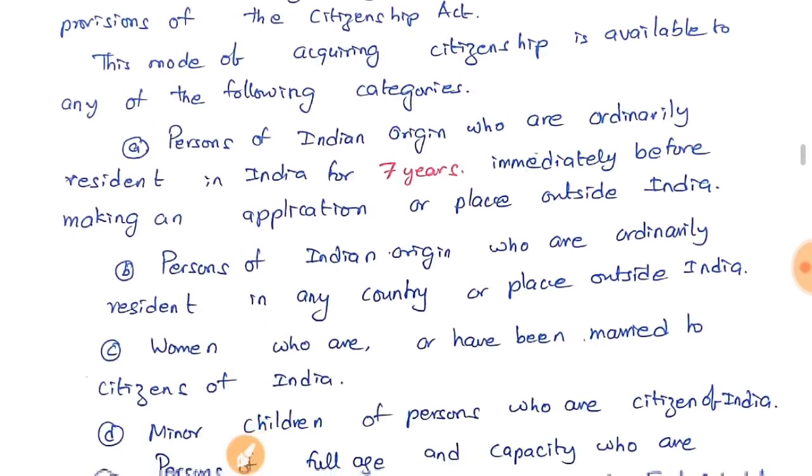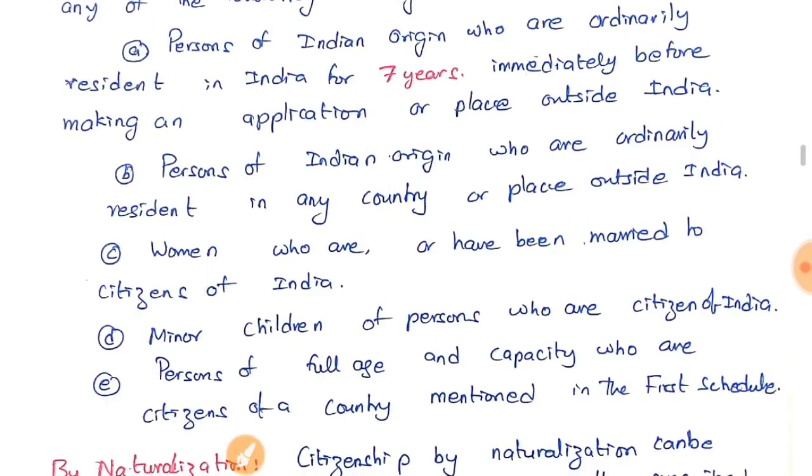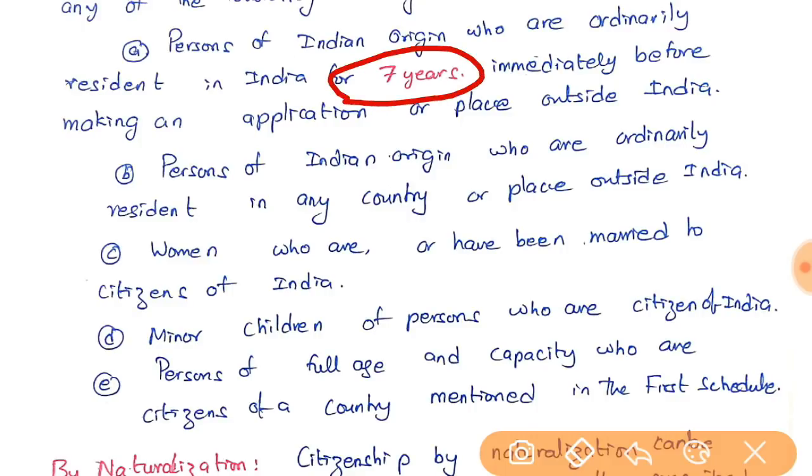Suppose you are a person residing in India for 7 years, after 7 years you apply with an application, then you will be provided with Indian citizenship, friends. Or you are of Indian origin, friends. Your parents are from India or your grandparents are from India, friends.